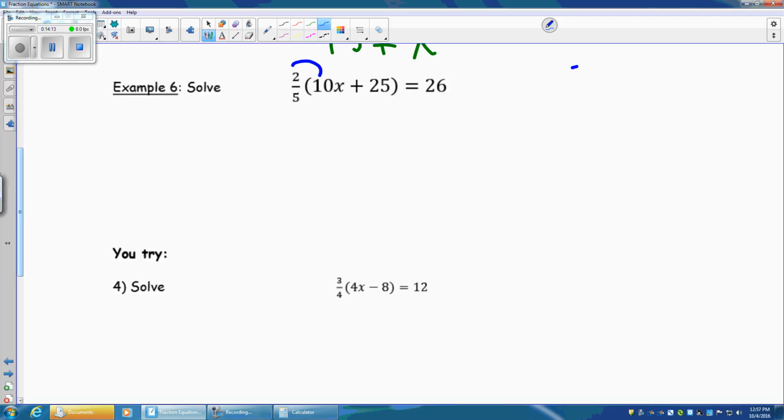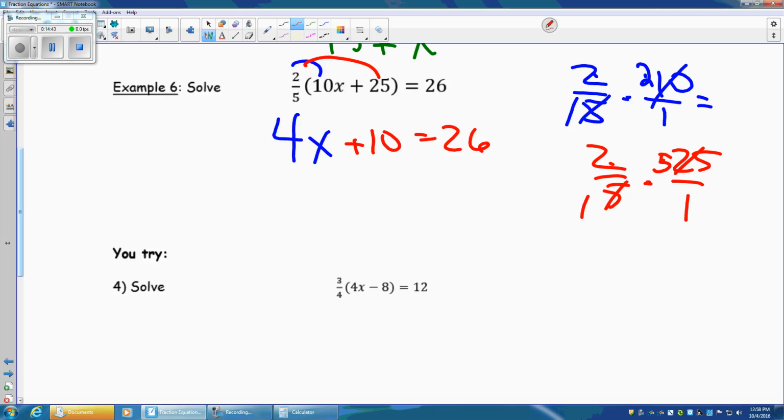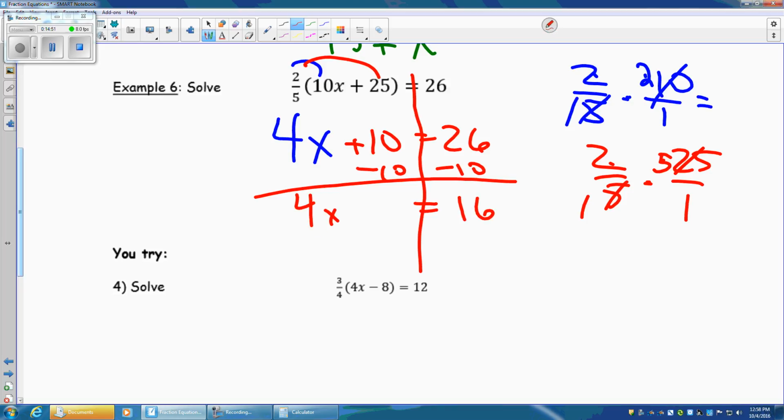2/5 times 10 is not something I know off the top of my head, so I'm going to go off on the side of my paper. You could just get 20 over 5, and that's 4. I like to pre-reduce, make this a 1 and a 2. 2 times 2 is 4. 4x. I have no idea what 2/5 times 25 is. 1, 5, 2 times 5 is 10. Is equal to 26. Two-step equation, let's subtract 10 on both sides. And 4x is 16. Divide both sides by 4, and x is 4.